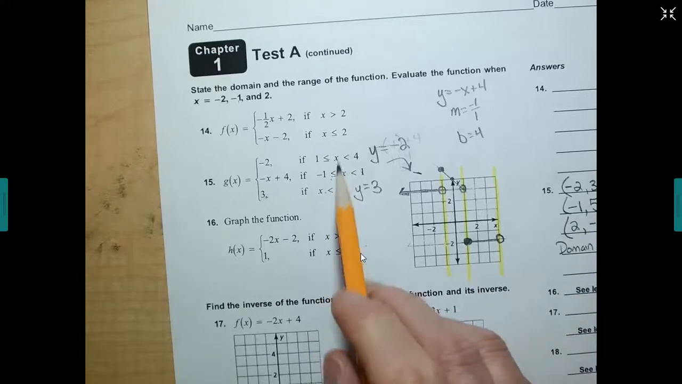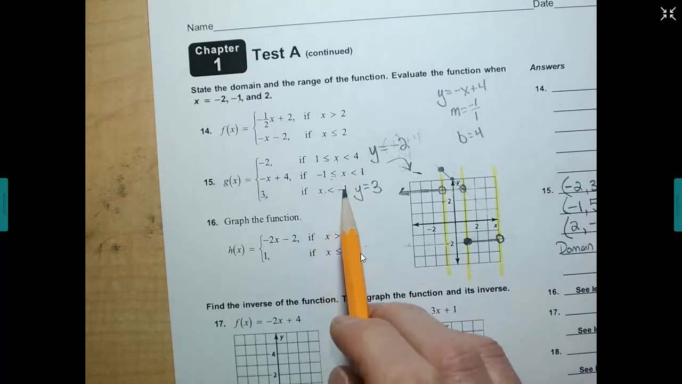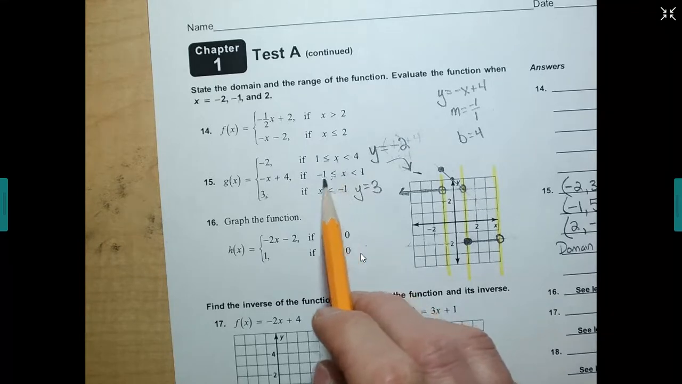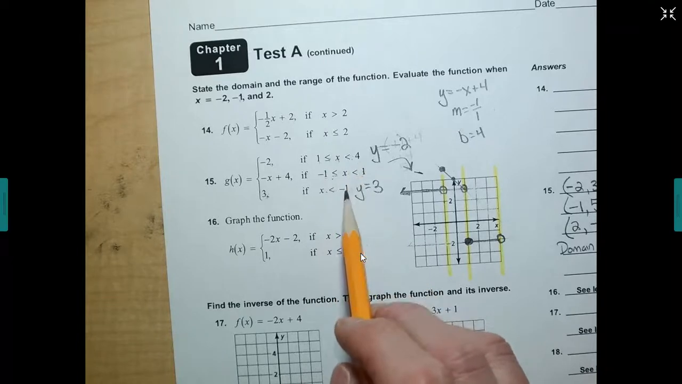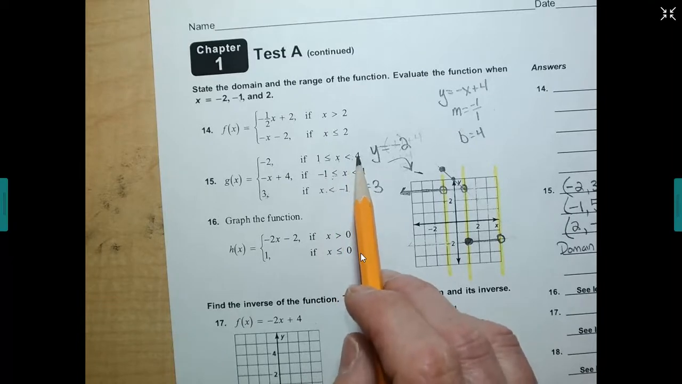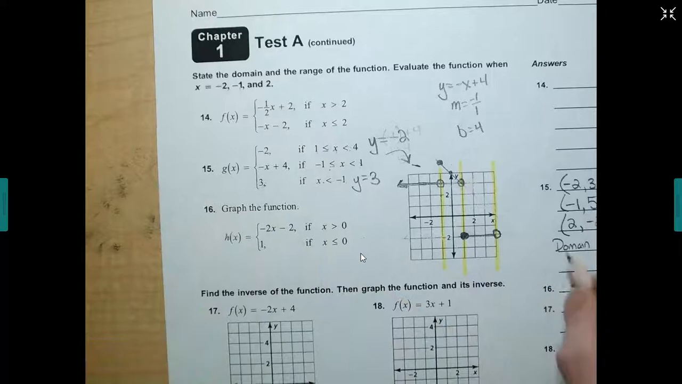Now I can check it here by looking. x is less than negative 1, okay. x is also in between negative 1 and 1, and x is between 1 and 4. So all of the numbers up to here. So x is less than 4.